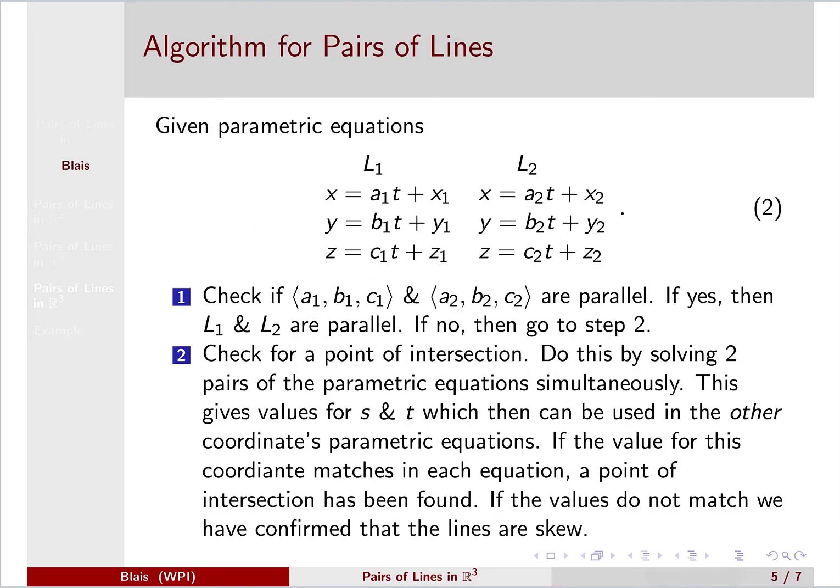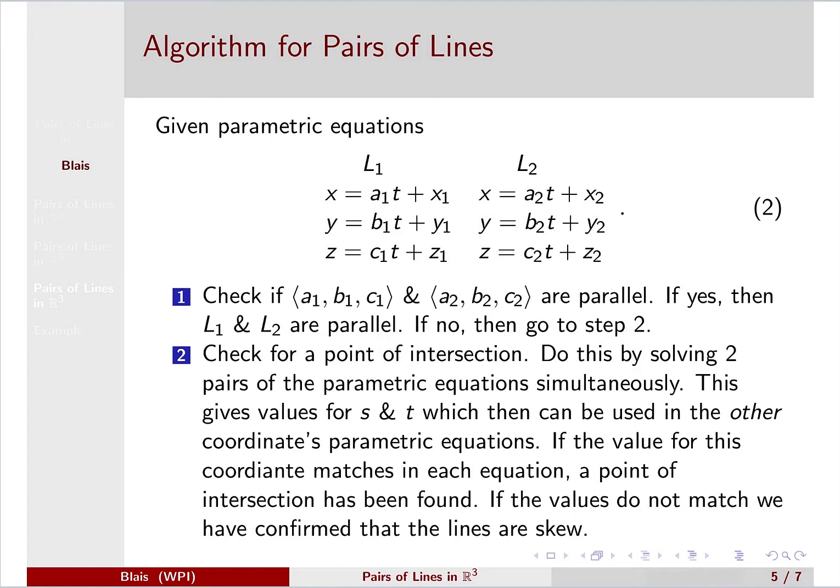But that leads us into a general algorithm that we use for pairs of lines. So given parametric equations for L1 and L2, the first thing we do is check if these vectors, reading off a parallel vector for L1 from the coefficients of t, reading off a parallel vector for L2 from the coefficients of t, are parallel, that is, scalar multiples of each other. That's a quick check. If we find that these two vectors are parallel, we conclude that the lines are parallel, and we're done. If they're not parallel, we go to step 2.